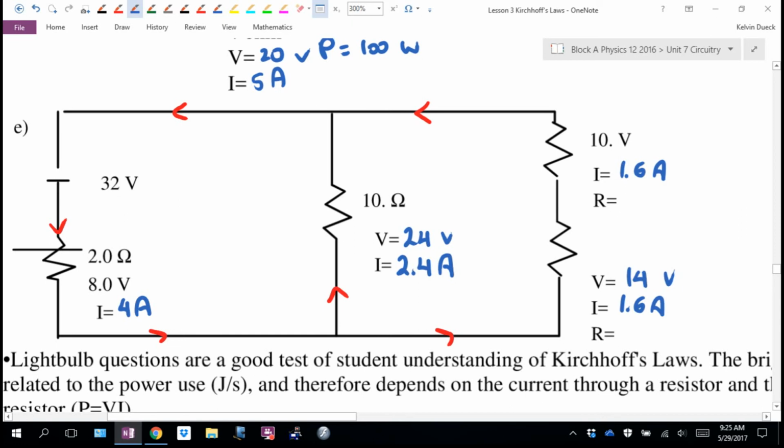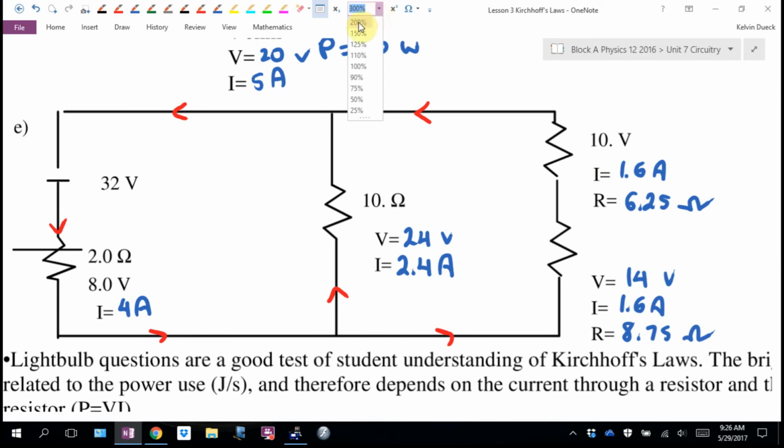And now, let's fill in the blanks. Whatever 14 divided by 1.6 is. 8.75 ohms. And what's the resistance of this top one? Whatever 10 divided by 1.6 is. 6.25? And I could find the power, V times I, in any of them. I'll skip that step.